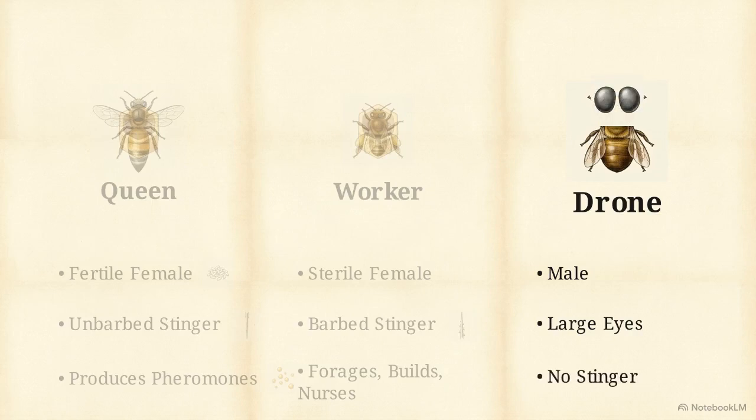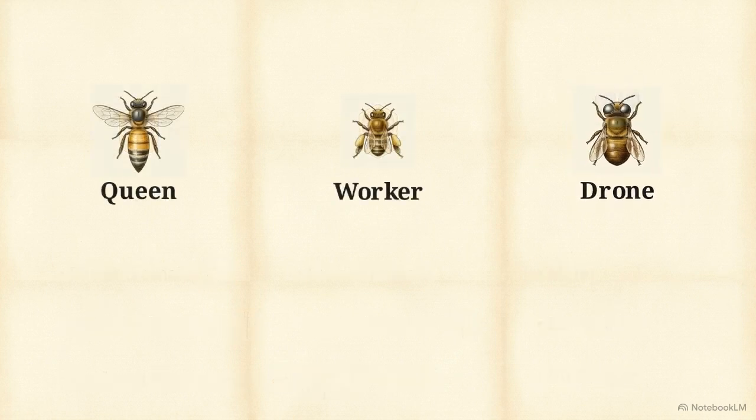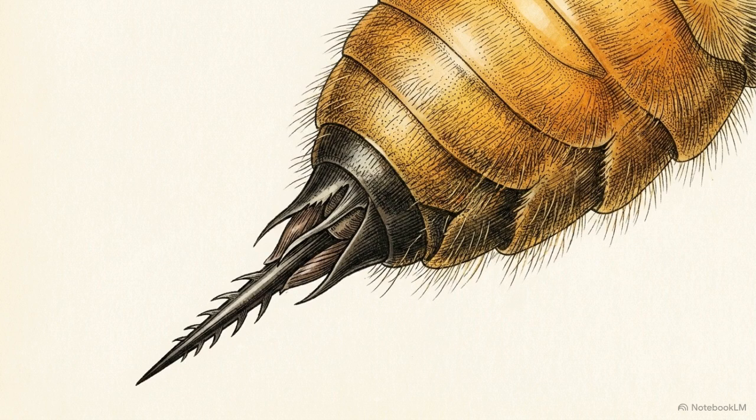These are the male bees. You can easily spot them by their distinctly larger eyes. They do not have a stinger at all, and their single biological purpose is to mate. A bee's physical anatomy, specifically the structure of its stinger and its reproductive organs, defines its role in the colony.